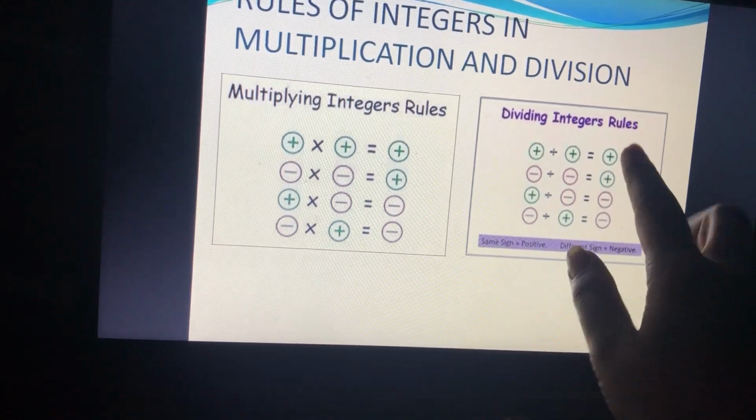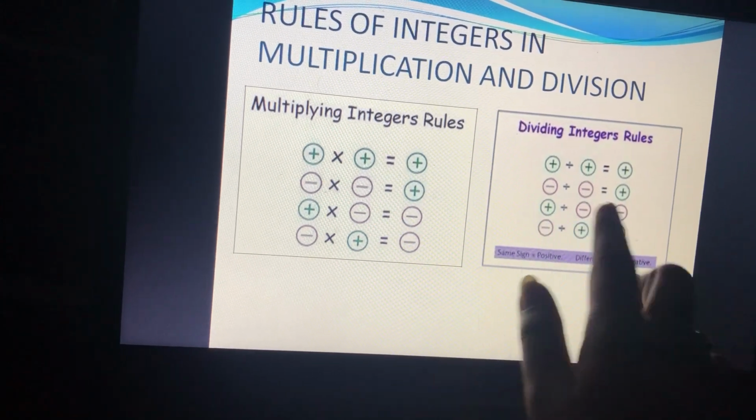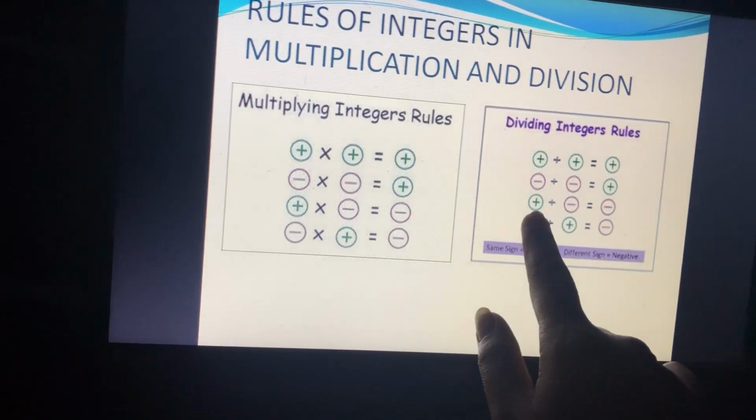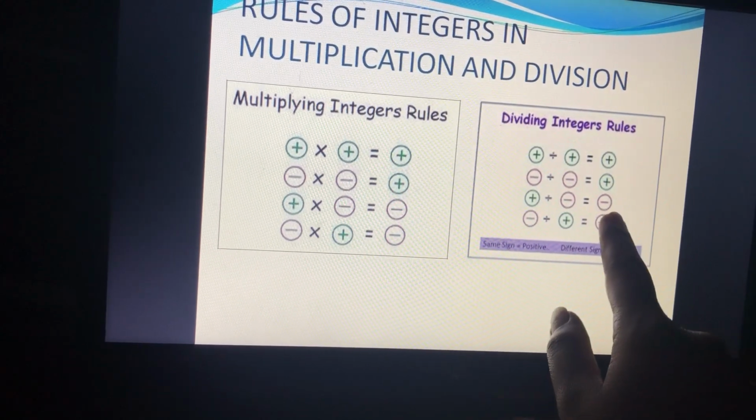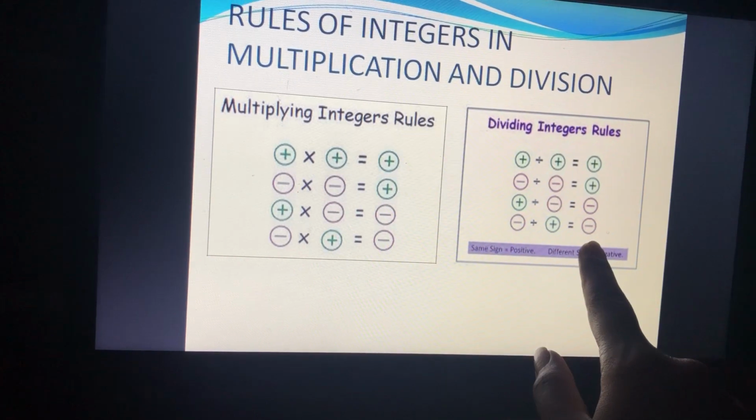Dividing integers rule: when we divide two positives, the answer is positive. When we divide two negatives, the answer is positive. When we divide one positive and one negative, the answer is negative. When we divide a negative and a positive, the answer is negative.